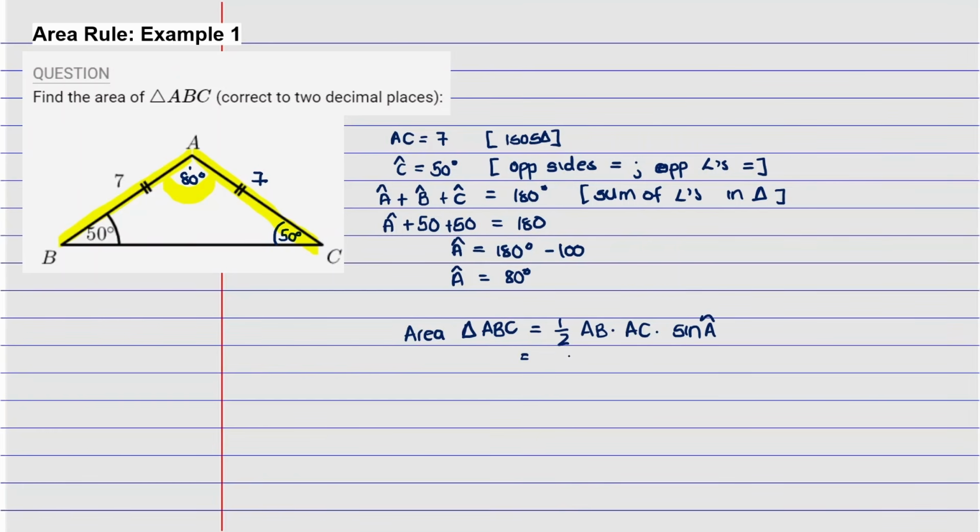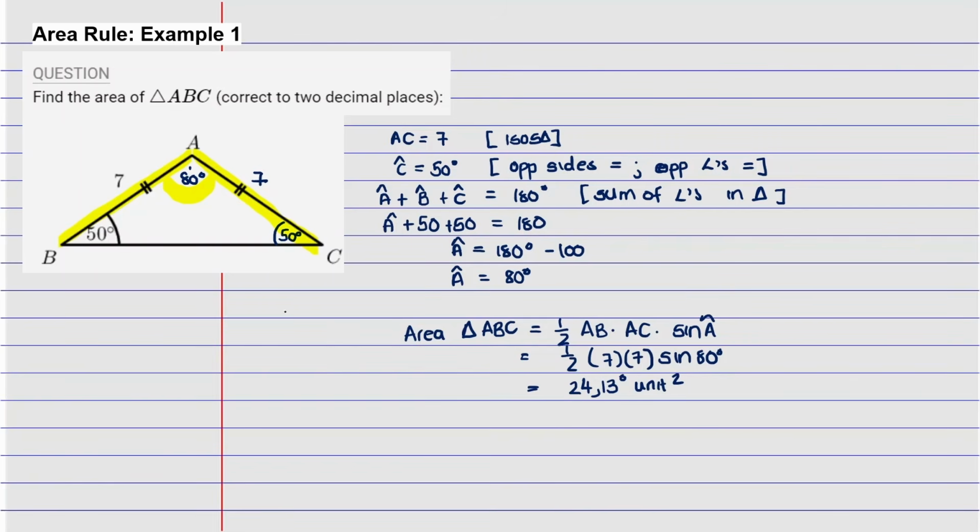And that is going to be equals to 1 over 2. Then AB is 7. Then this is going to be 7. Then it's going to be sine 80 degrees, right? Punch that into the calculator. You find your area is going to be 24.13 degrees unit square, right?